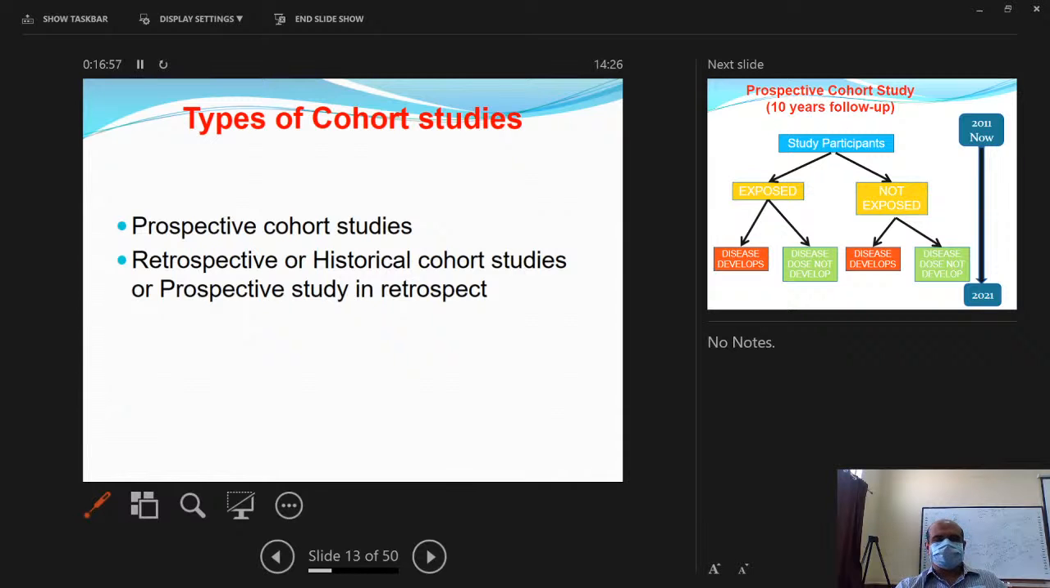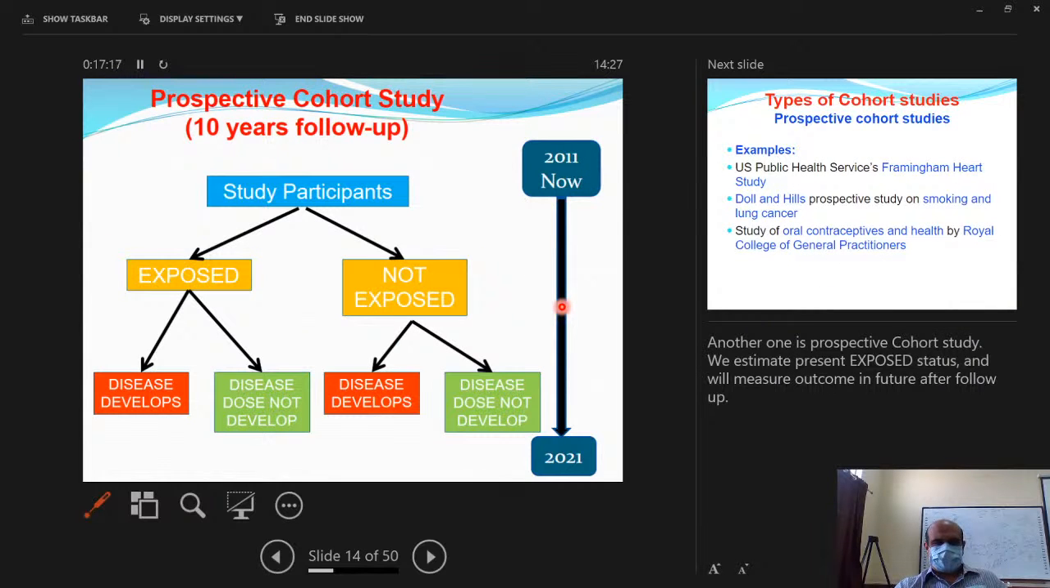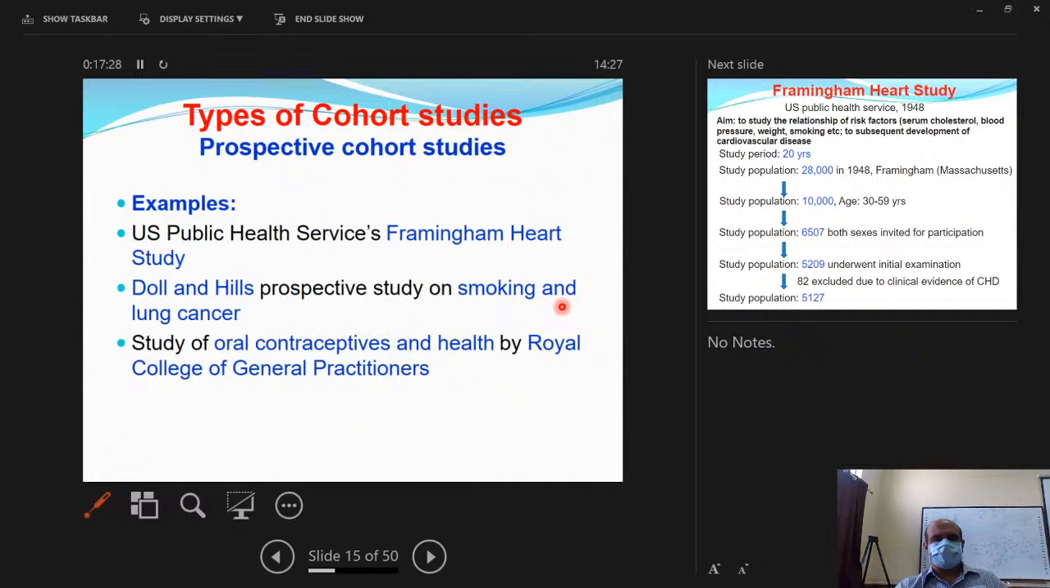Now, types of studies, right? Prospective cohort study, retrospective or historical cohort study, and prospective study in retrospect. So these are some complicated terms. I think you can stick to the prospective cohort study and not go into the variations of the different types of studies. Okay.